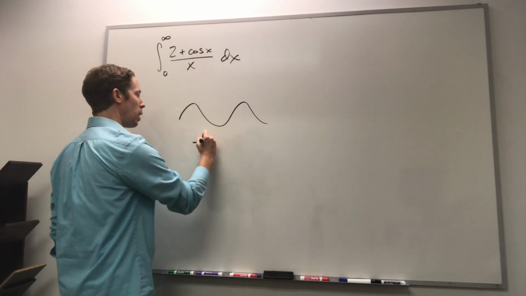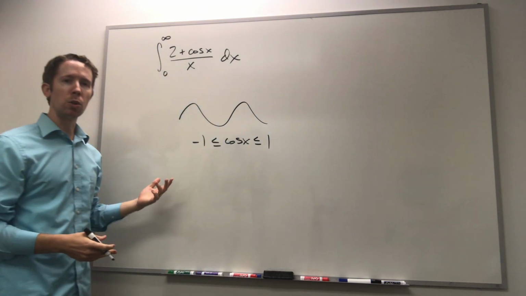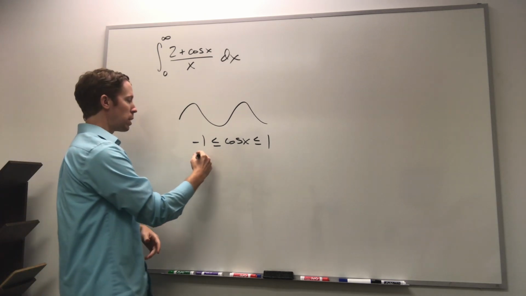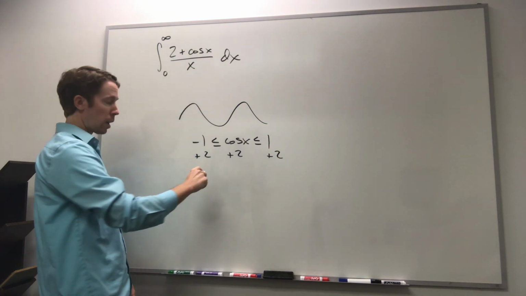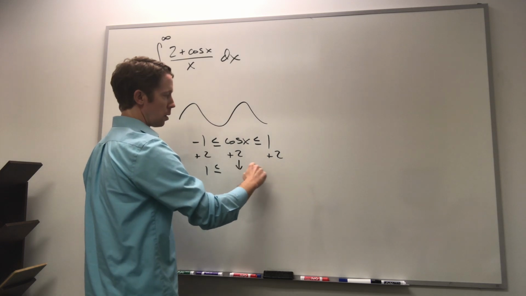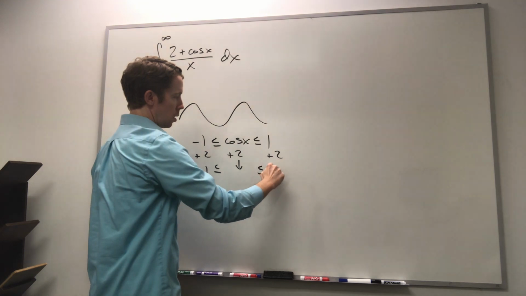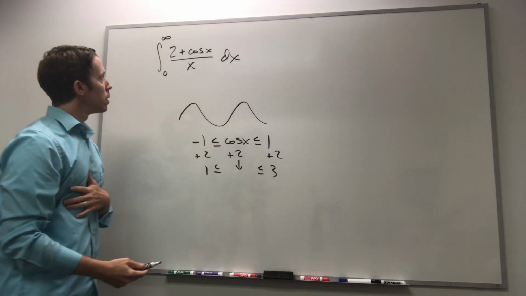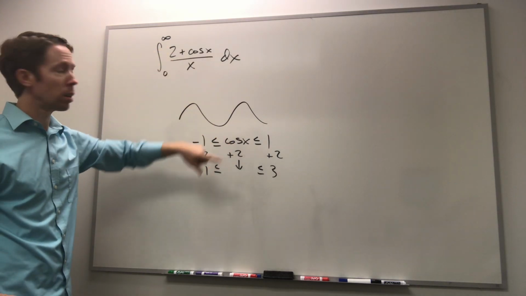since cosine is between -1 and 1, when you add 2, the smallest you can get is a +1. So basically I'm just adding 2 to everything here. The smallest I can get is a +1. And then cosine plus 2 is the numerator. So that numerator is always between 1 and 3. And I can actually integrate 1 over x or 3 over x.